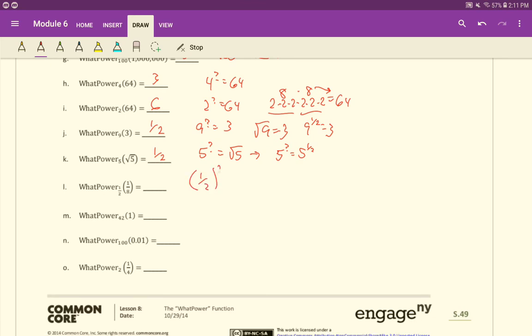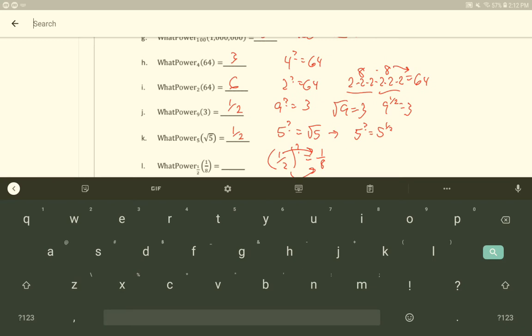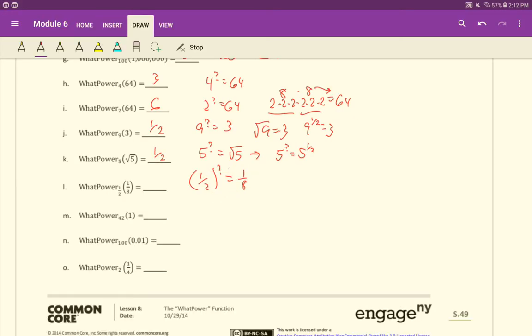Okay, 1 half to what power gives you 1 eighth? Well, just think here. What do you have to raise 2 to get an 8? The answer is 3. Okay, 42 to what power gives you 1? What can we raise a number to get the answer of 1? It's going to be 0.